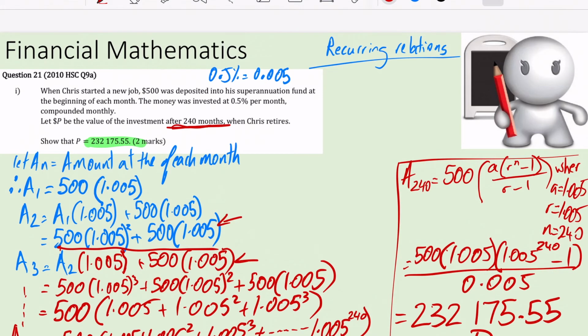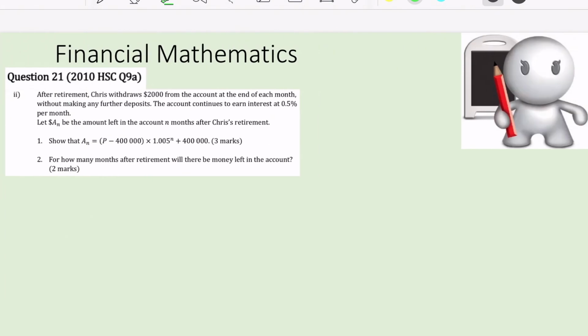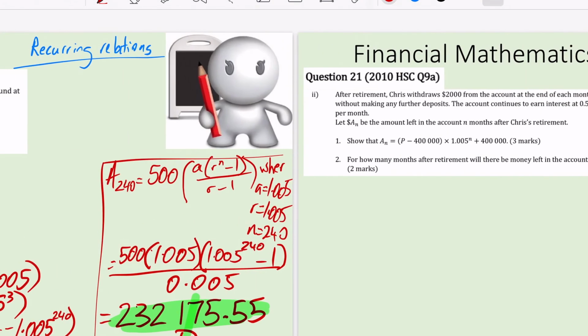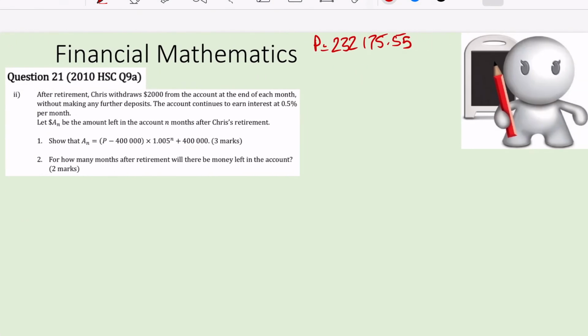Now that was part 1, and this will be part 2. So I need you guys just to remember that P equals 232,175.55, okay? So we might just write that right at the beginning. P equals 232,175.55. Okay, just checking that. Perfect.